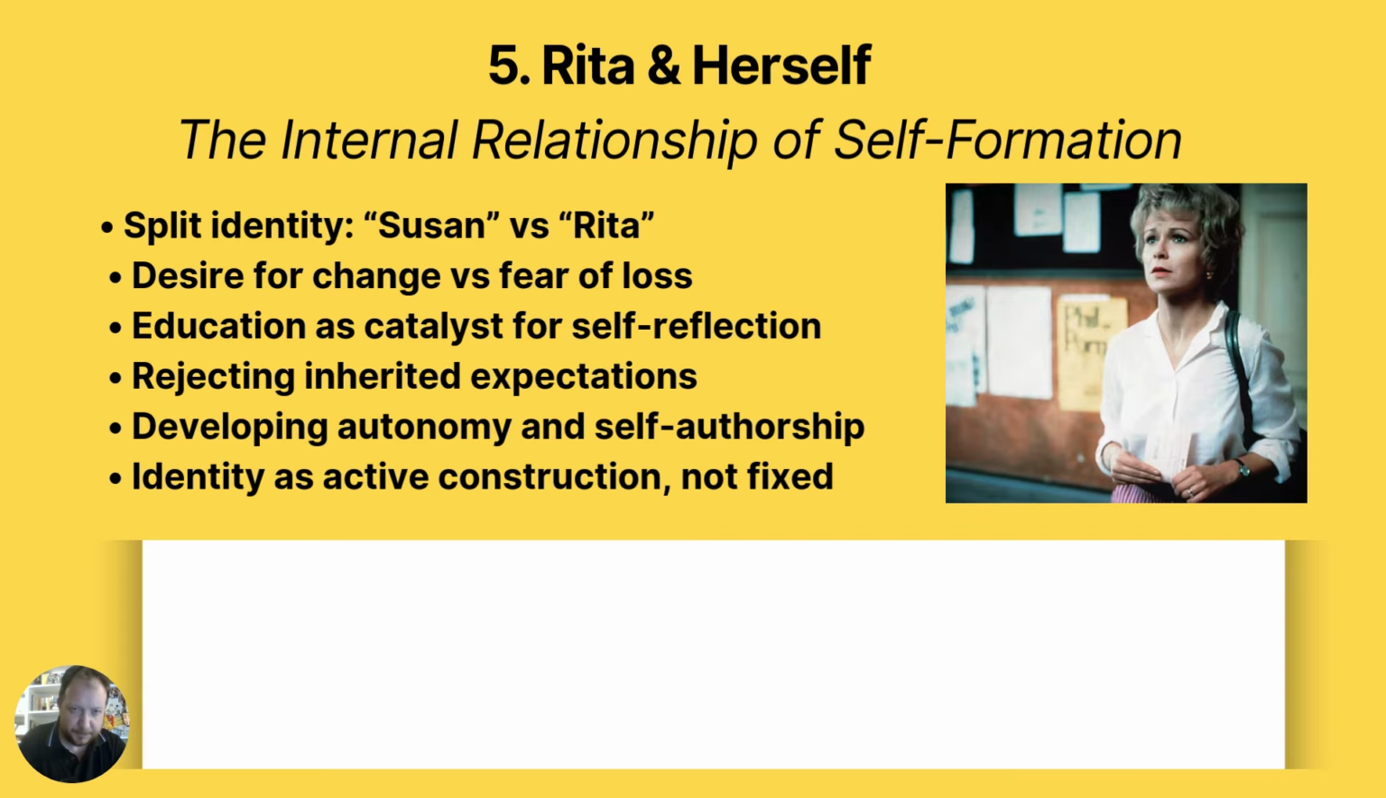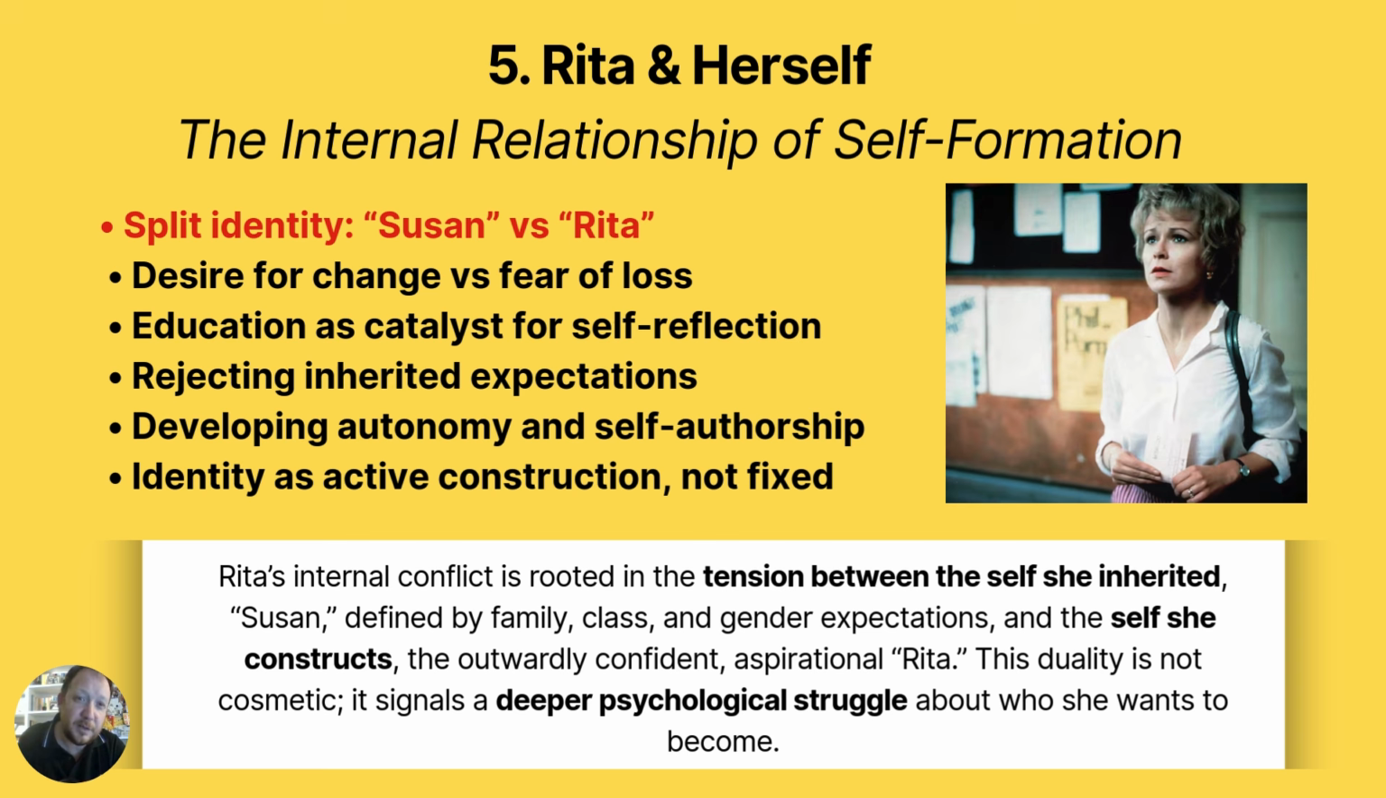So number 5, Rita and herself. So again, maybe an opportunity here to look at the internal relationship and how self-formation comes about. She's got a split identity. Her real name is Susan. Okay. And so she's got this internal conflict, rooted in the tension between the self she inherited, Susan, defined by family, class, and gender expectations, and the self she constructs, Rita.